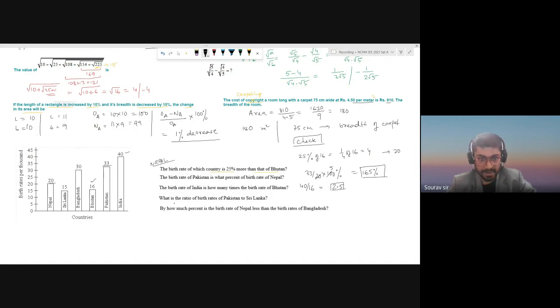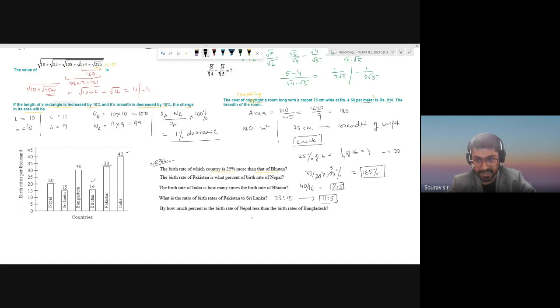What is the ratio of birth rates of Pakistan to Sri Lanka? Sri Lanka is 15. Pakistan is 33. Okay, so 33 is to 15. Now ratio must be reduced to lowest terms. Right, so this is 11 is to 5.